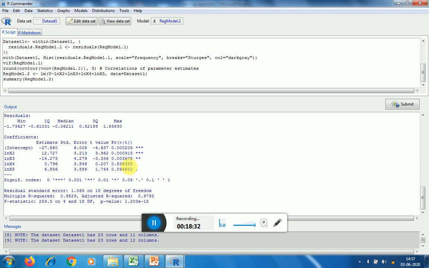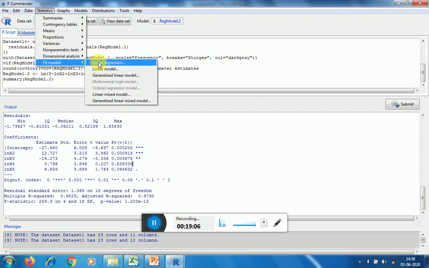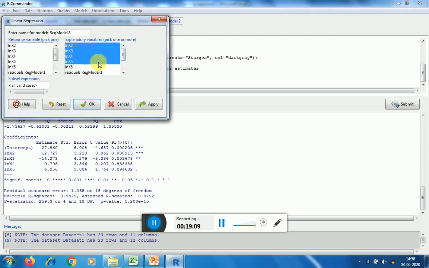Now here we can see three variables are significant at the 1% level of significance, but this value is very high, so we can eliminate this one, that is x4. Since these variables are not significant, we must eliminate them, because otherwise they are going to mislead our results and observations. That is why I first eliminate x4. So again I click on statistics, fit model, linear regression, eliminate x4 and click OK.